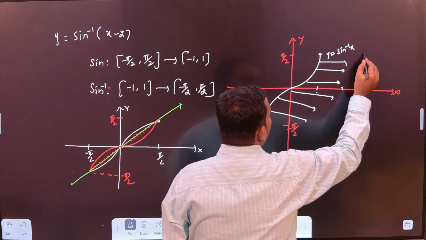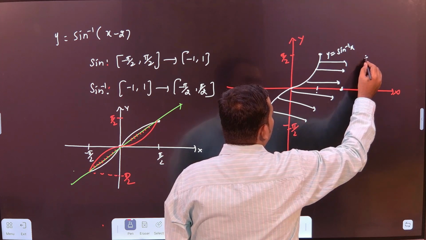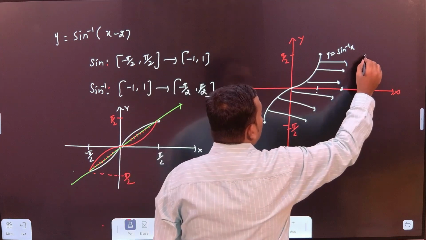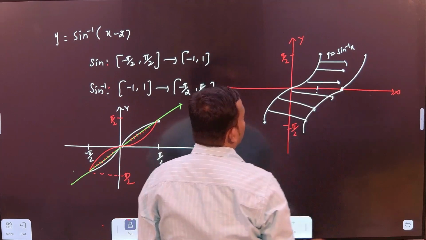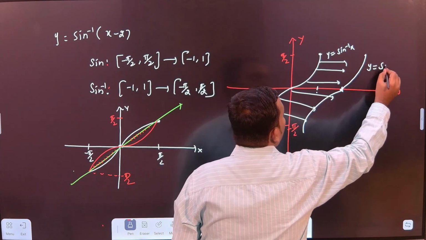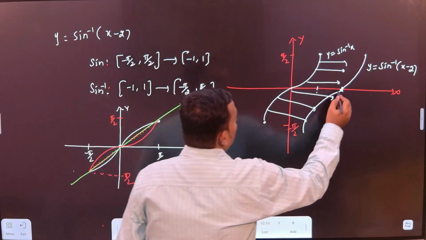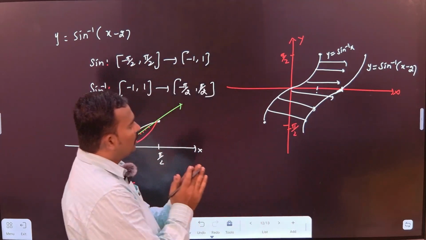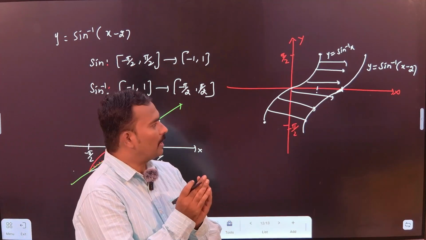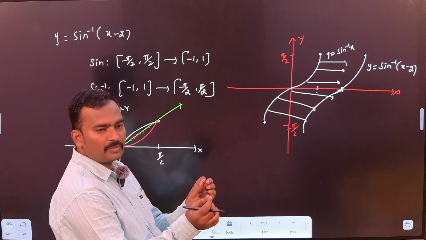Okay, the graph will be, you can see, okay, sorry. This graph, right? This is your y is equal to sine inverse of x minus 2 graph. Just shift 2 units right. Sine inverse of x plus 2 means what? You have to shift 2 units left. X plus 2 means you shift 2 units left.